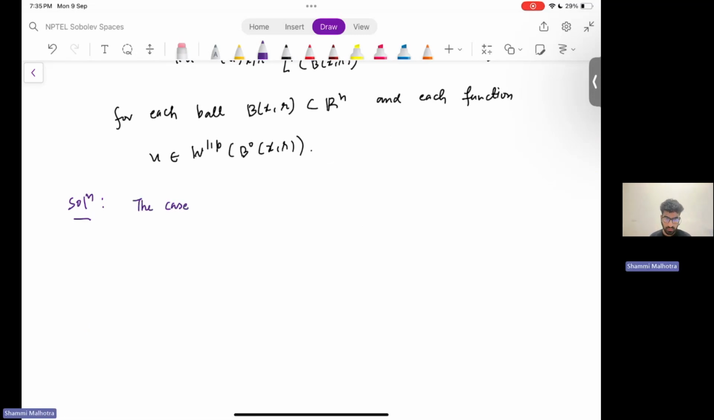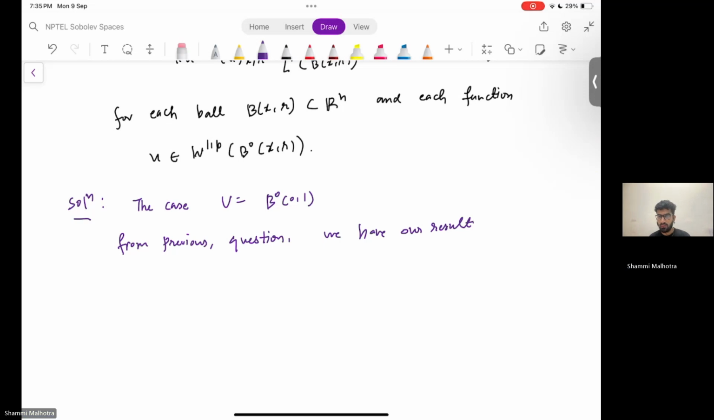First, we consider the case where the ball is B(0,1). So this is the unit ball. From the previous question, we have a result. So why do we have a result? Because r is equal to 1 only. So we don't really have to bother with this case.